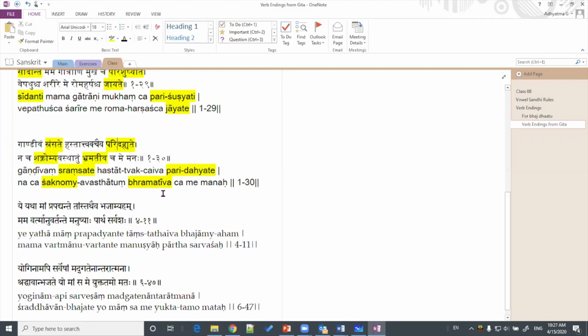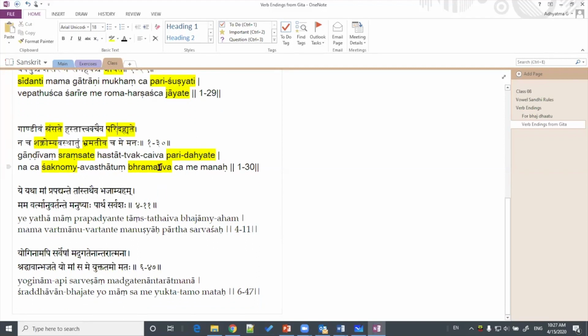Bhramatīva. Now here it will give you some idea of the sandhi. Bhramatīva is bhramati iva. It's a dirgha sandhi. As you can see, the different concepts as we study, they start coming together. So bhramatīva is two words, bhramati plus iva. Bhramati is the verb form. We know it is a verb form, third person singular.